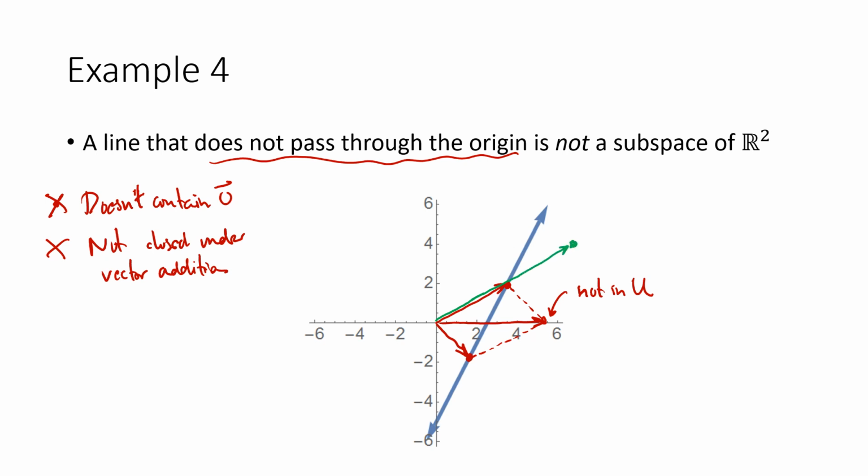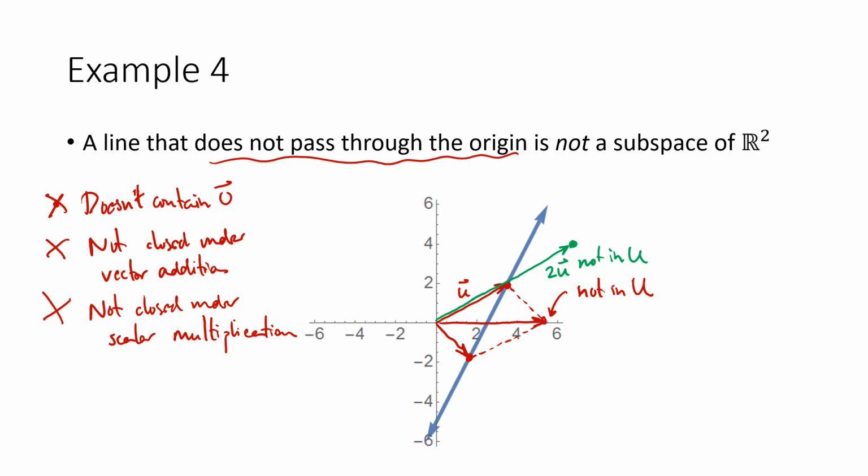So let's say I call this an original vector u. This new vector that I got by multiplying by 2, maybe I'll call that 2u. So 2u is not in capital U, because again, I can see that this green dot that I've drawn is not on my line. So again, a third strike against this is that it's not closed under scalar multiplication. So many ways to see why this is not a subspace.